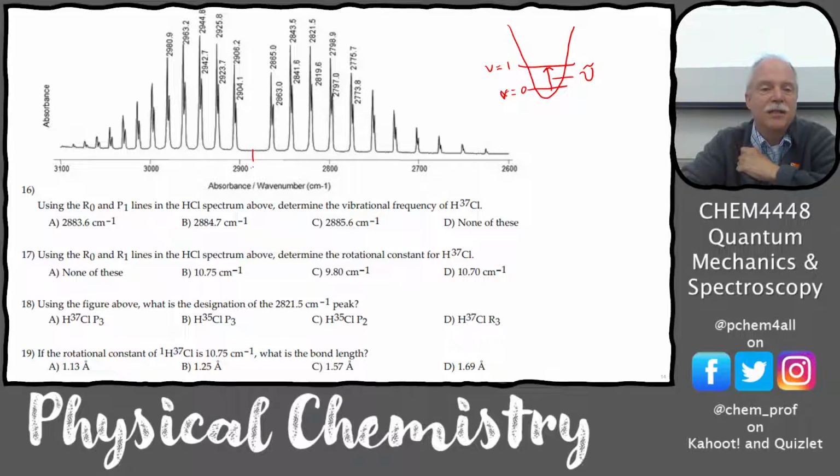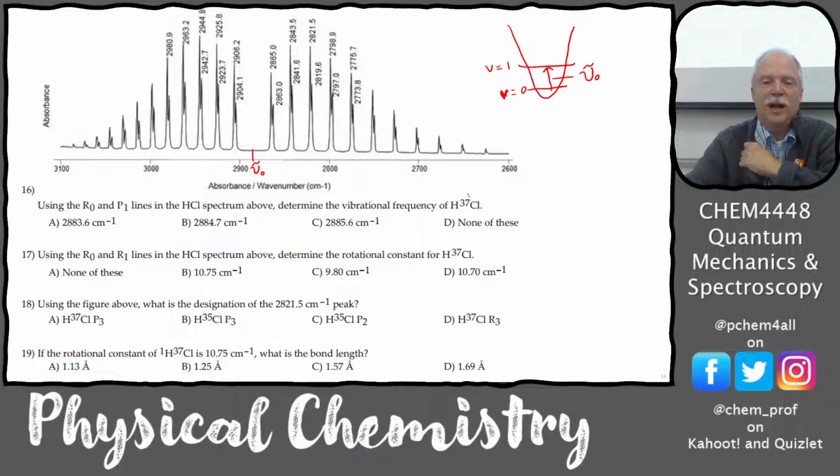So this is nu. We could call it nu 0, I guess, because it's the vibrational frequency starting in the 0 state. So we'll call it nu 0. And how do I get the value for that when there's no peak there? Well, I could pick any one of these pairs and just average them. Here it's saying use the R0 and P1 lines in the HCl spectrum for the H37.